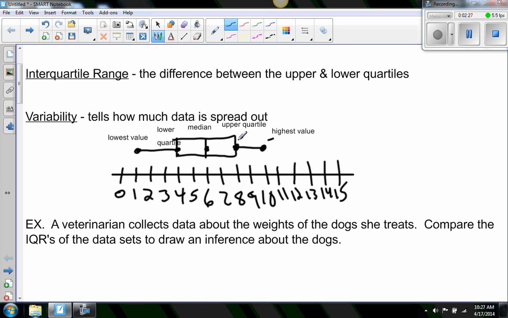Those are the whiskers. And so if you have a really long whisker on one of them, it would mean that you have an outlier. You have a number that's way higher or way smaller than all the rest of them.